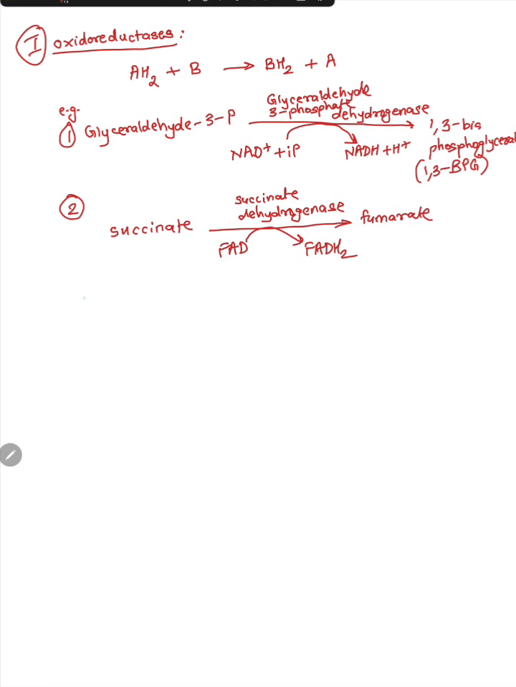Other examples that you can give, so when you write the answer in the exam, you write oxidoreductases. It catalyzes oxidation reduction type of reaction. General reaction AH2 plus B is BH2 plus A. Then a couple of examples with the substrate and enzyme, write a couple of reactions, and then you can write a couple of more enzyme names just as examples. So you can write lactate dehydrogenase, alcohol dehydrogenase, which we took as an example in the previous slide, and say acyl CoA dehydrogenase.